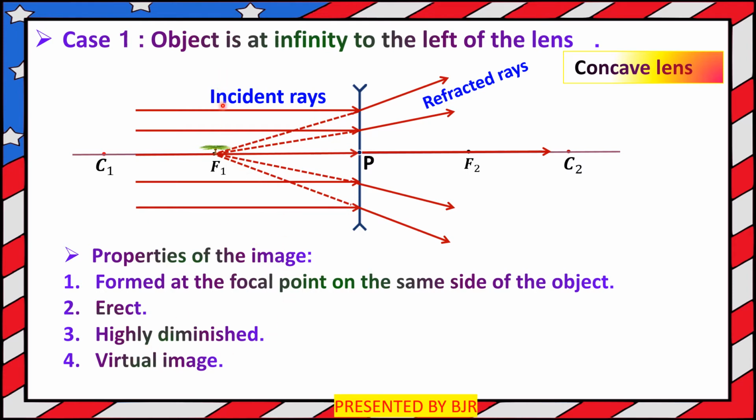If you hold a screen, a white paper here, you cannot get that image on the screen. So all virtual images are upright and they cannot be caught on the screen. Okay, so this is the first case. When the object is placed at infinity, its image will be formed on the same side of the object at the focal point, and these are the properties of the image formed in this case.